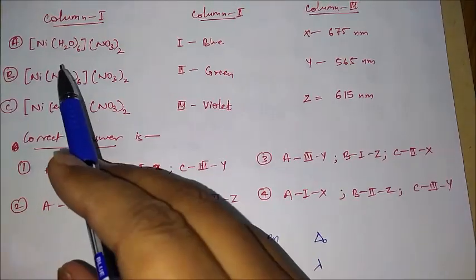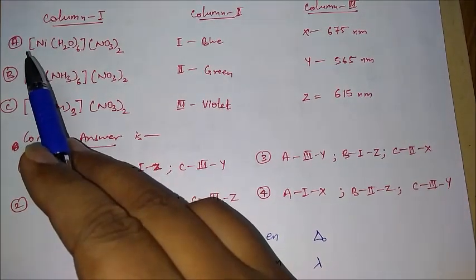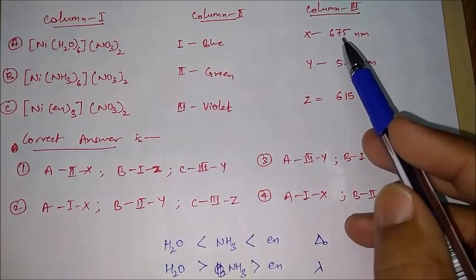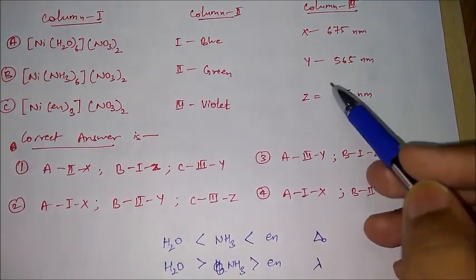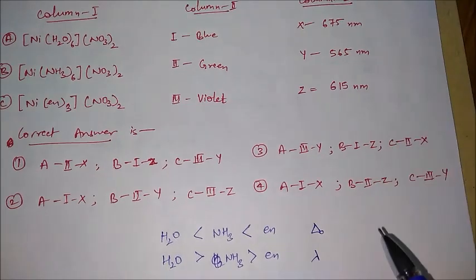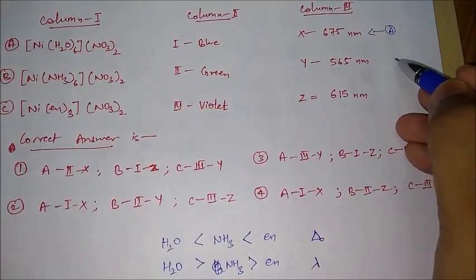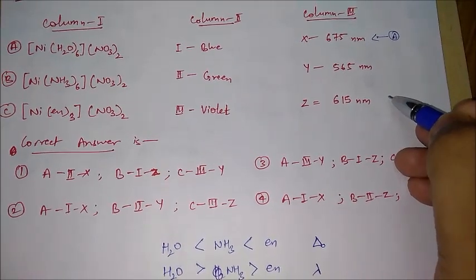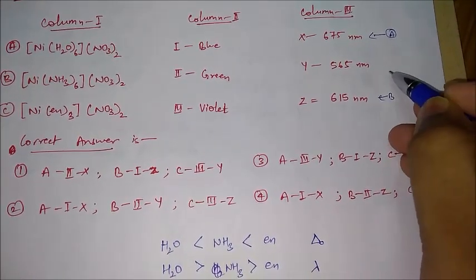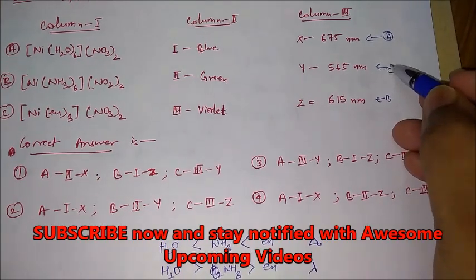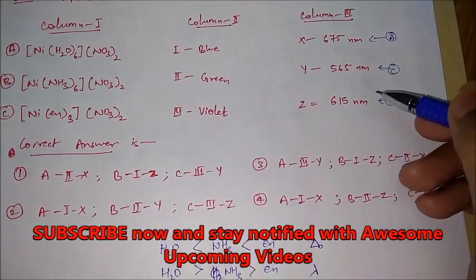For water, the complex is named A, so A will have the highest value of wavelength, that is 675. Among these the highest value is 675, so A will correspond to X, and then B will be for the next one, and C will be for this. So this will be the order for the respective wavelengths.